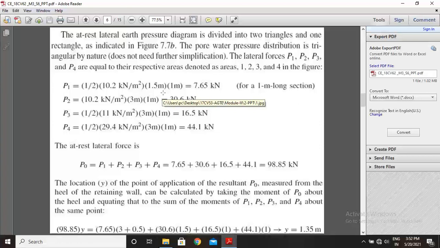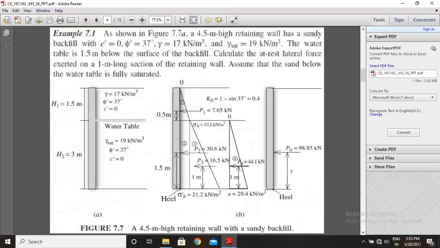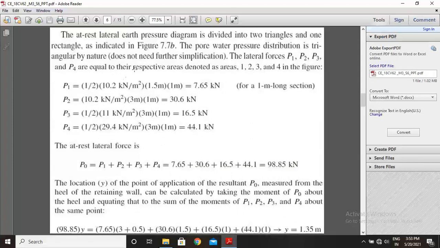So this is area into 1 meter height. So we are getting 7.65 kilonewton for a 1 meter long section. And next P2, you calculate the area of that diagram, that is B into H, that is the second diagram. See, this is breadth into depth. Okay, so that is 10.2 into 3 into 1 meter, that is per meter, 1 meter long section. So we are getting this much kilonewtons.